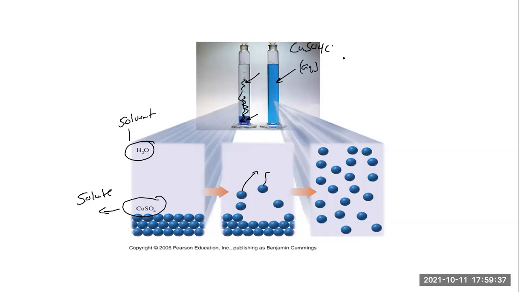So, if we were to call what this solution is, it would be a copper 2 sulfate solution. The copper 2 sulfate, which is the name of the solution, would tell us that is the solute that we are dealing with. Any questions on that there?